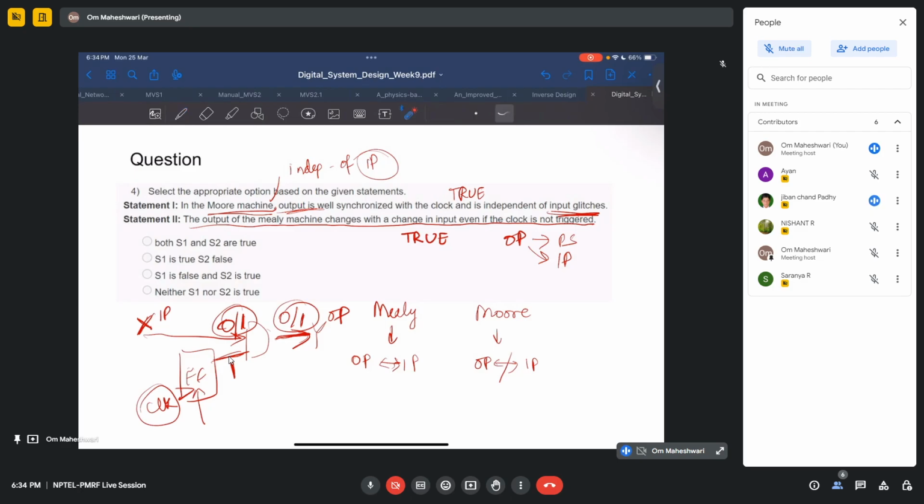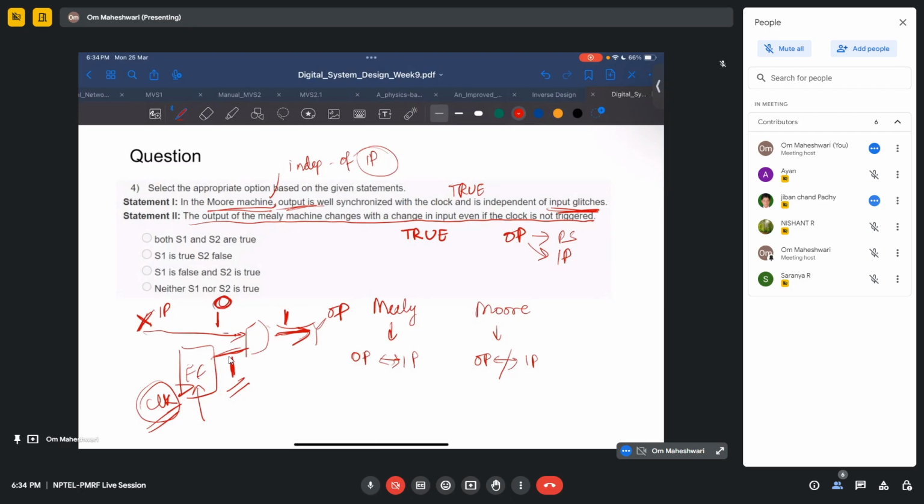Clock will only change the state. If X input is 1, output is 1. But let's say clock does not change, flip-flop remains at 1, X input becomes 0, the output will change to 0, right? So output can change.